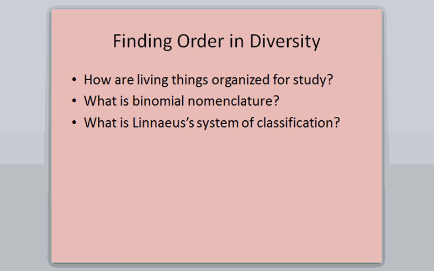First, we're going to start off with finding order in diversity. These three bullet points or questions are going to be our main topic of focus today, and within our slideshow, you should be able to answer these three questions at the end. How are living things organized for study? What is binomial nomenclature? And then lastly, what is Linnaeus's system of classification?